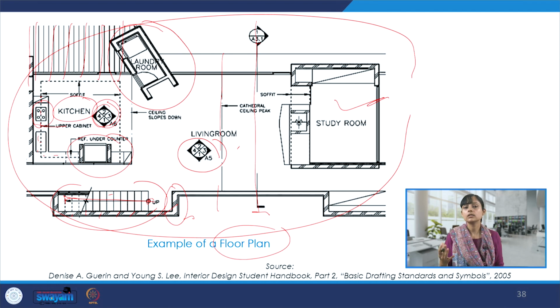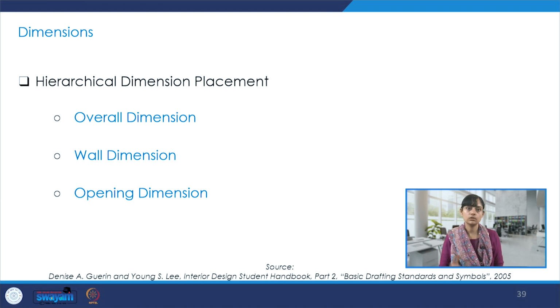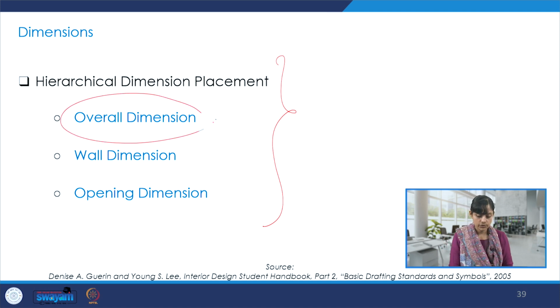It's all in the notation, it's all in the drawings, and line drawings are very important for execution on the site. Only views will not help, of course. We have to talk about the material, specification, finish, dimension, scale, joinery, everything. If we talk about dimensions, within that also there is a hierarchical placement. There is an overall dimensioning, then wall dimensioning, and then the dimensioning of the openings.